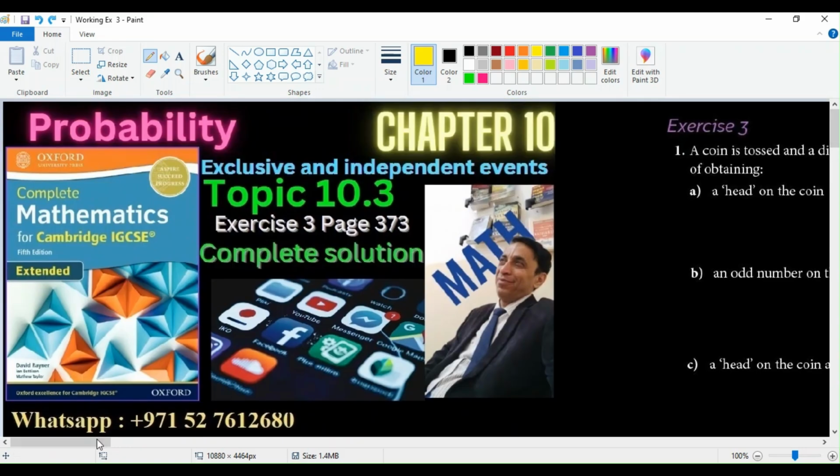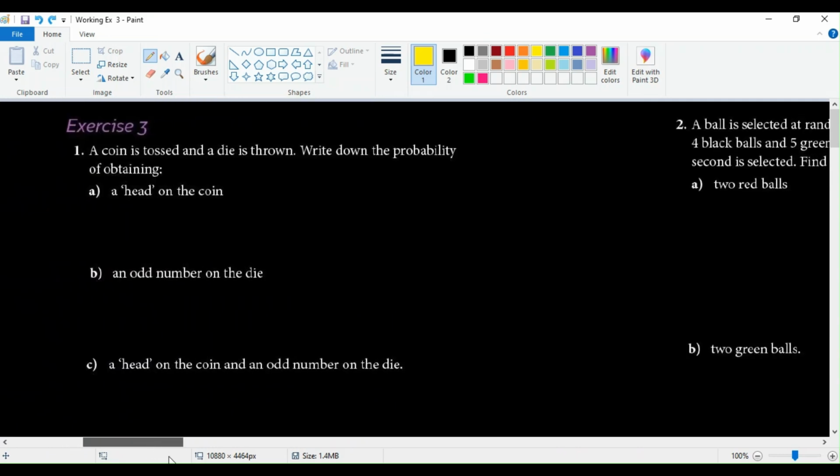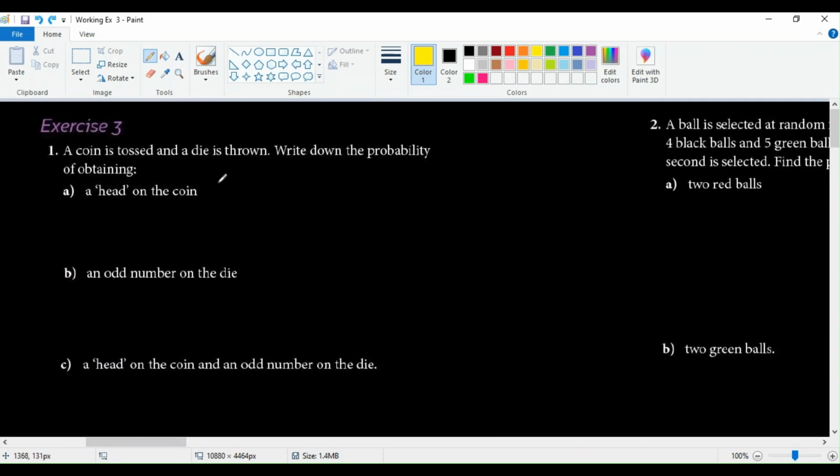Anyways, I'm moving on to exercise 3. Here, a coin is tossed and a die is thrown. Find the probability of obtaining a head on the coin. The head on the coin is going to be 1 over 2, because there are two sides and the possibility is only 1. So the answer is 1 over 2. Next, an odd number on a die. There are 3 odd numbers on a die, out of 6 possibilities. So 1 over 2 is going to be the answer for this part.